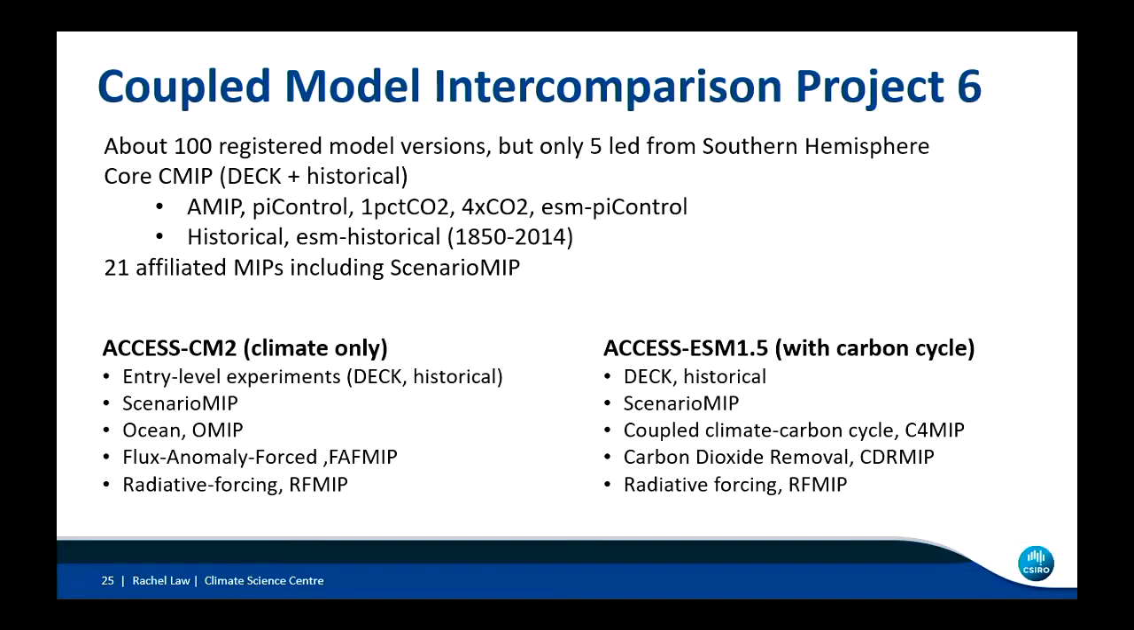Some of these experiments I've just shown you: the AMIP, the control, the 1% CO2, the 4 times CO2, and the historical. If you've got a full ESM, you do an interactive version as well, so an ESM PI control with interactive CO2 and an ESM historical with anthropogenic emissions. There are 21 affiliated MIPs, including scenario MIPs.